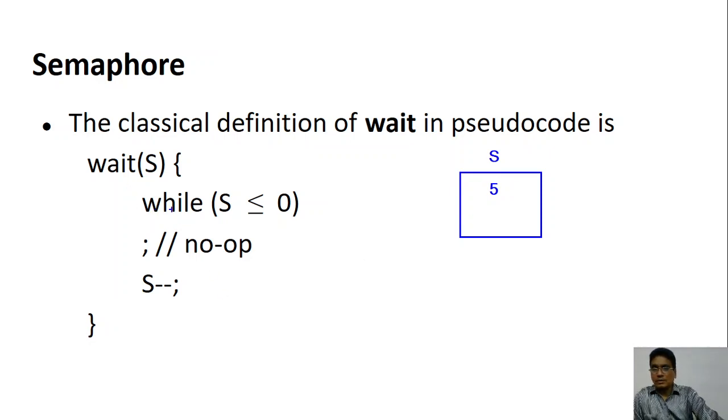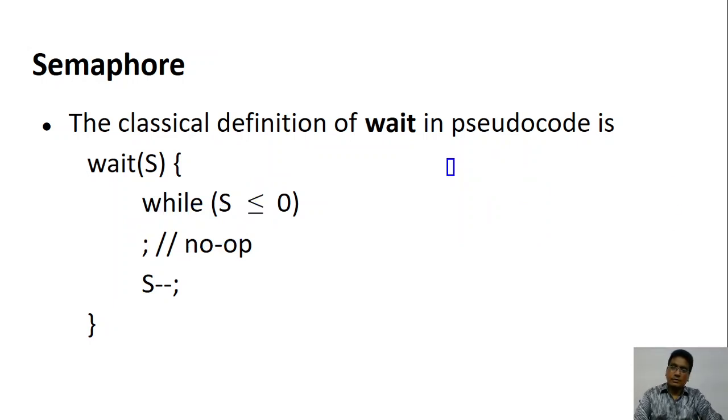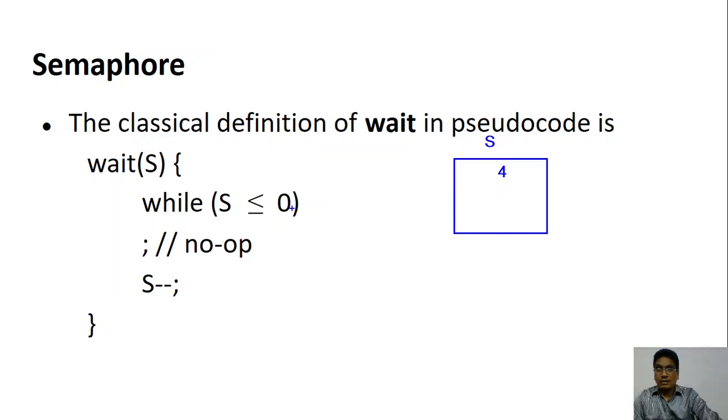What will this wait do? Is S less than 0? No, S is not less than 0. This is false, so it will go S minus minus. It's going to reduce it to 4. Again, if you call wait S, it will come here. The value of S was 4 now. So you go here, 4 is not less than 0, so reduce it to 3.